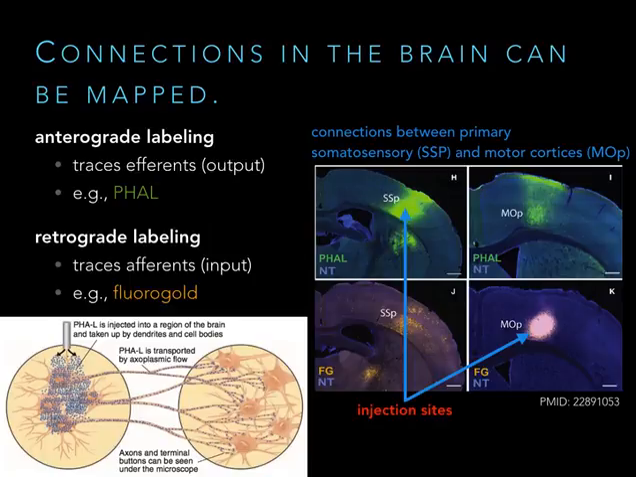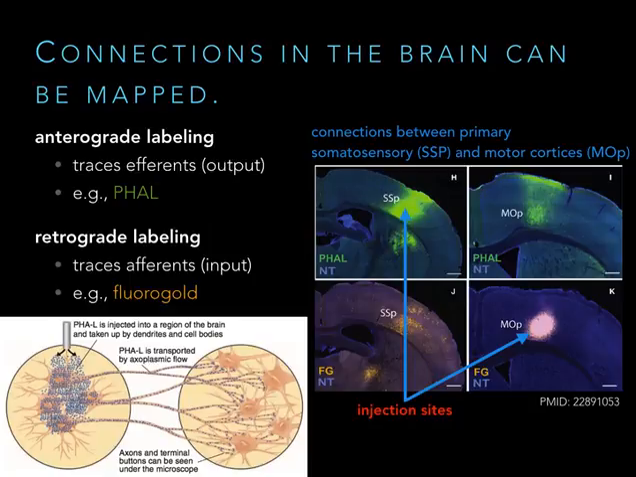Because it's transported down the axon from the cell body, what we're seeing is where the axons of these neurons end up. So this would be anterograde labeling because we're moving in the direction of normal neuronal communication. We receive input at the dendrites, we sum those in the cell body, and then we send our action potentials down the axon to release neurotransmitter.